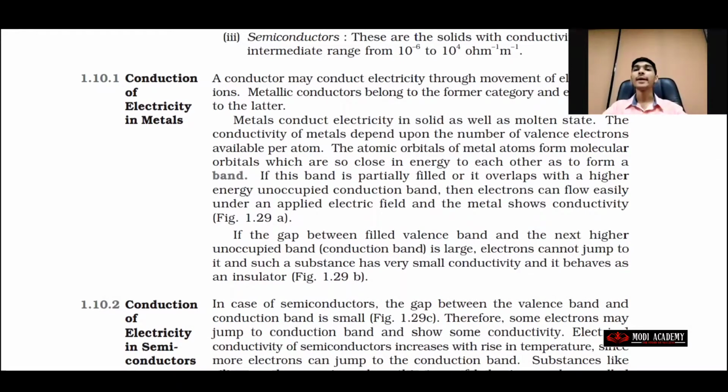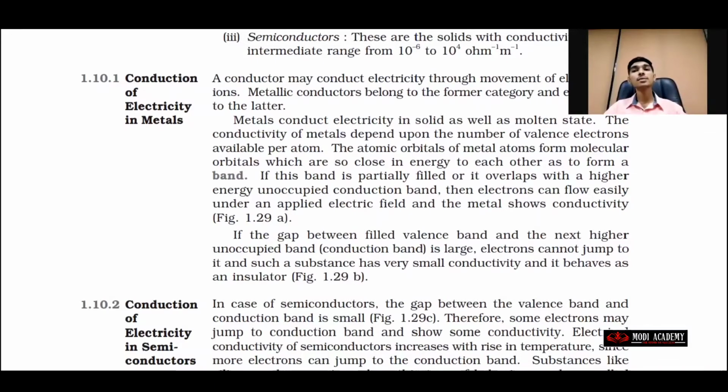Now metals conduct electricity in solid as well as in molten state. So iron solid may be a good conductor of electricity, and iron is a good conductor in molten state also. Okay, so you have to remember this, means metal is a universal conductor of electricity. So the conductivity of metal depends upon the number of free electrons available per atom.